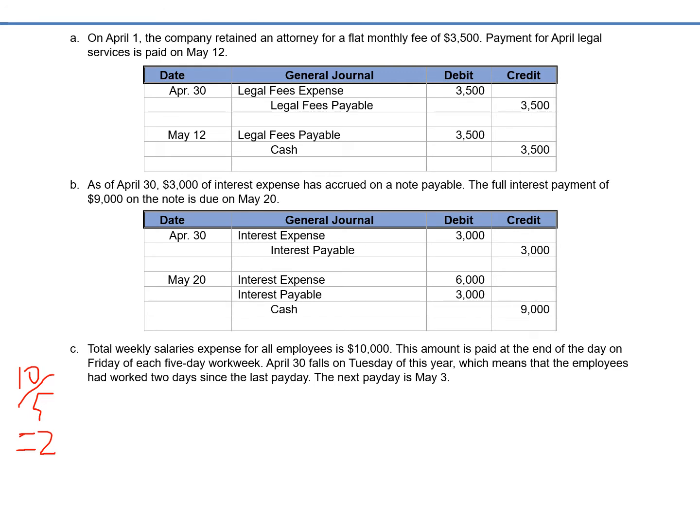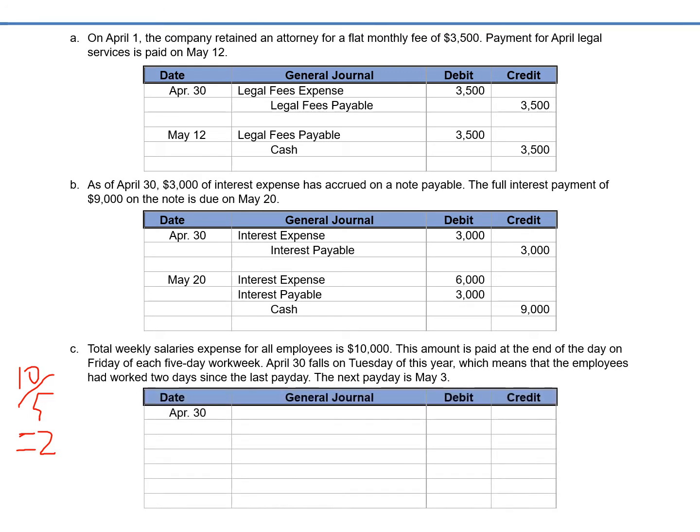So if we're going to accrue 2 days worth on April 30th, since they're not going to pay it until the next month, we want to make sure that we still record the expense in the current period. So we're going to record salaries expense, $2,000 per day times 2 days, $4,000. We're going to record a salary payable. We're going to owe it, just not today. We're not paying it. We're going to pay it next month. So we have salaries payable credit of $4,000.